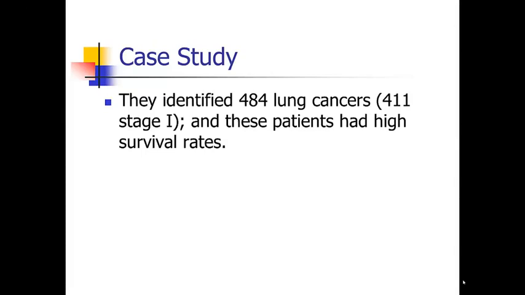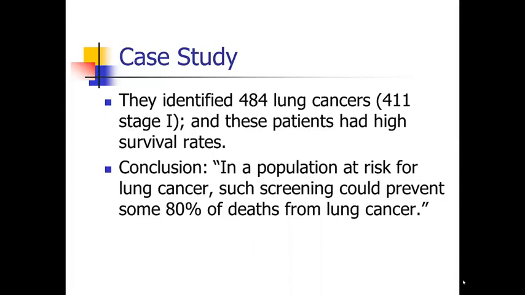It turned out that indeed these patients were treated, and they had very high survival rates in the 88% to 90% range, which is much higher than if you just look at survival from lung cancer in general. So they concluded from that that CT screening was effective, and they concluded in a population at risk for lung cancer, such screening could prevent some 80% of deaths from lung cancer, which was really an over-extrapolation from the data they had.